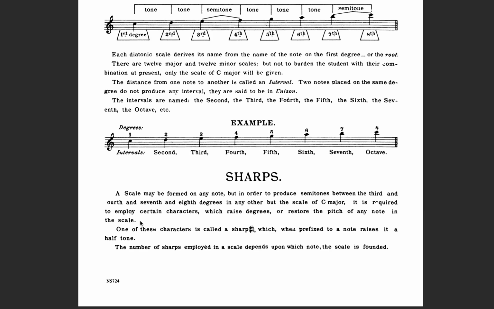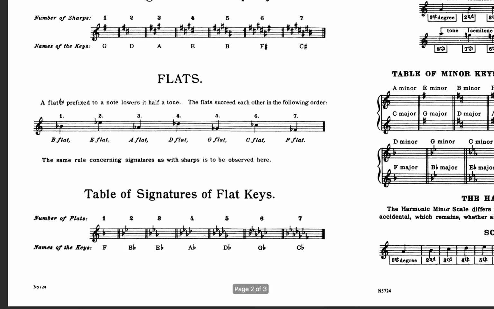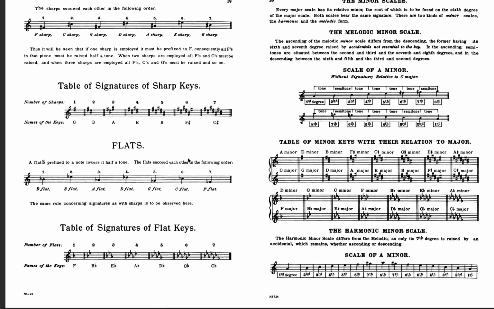Let's go on to scales with sharps. So in order to produce semitones between the third and the fourth and the seventh and eighth degrees on any scale other than the scale of C, it is required to use certain characters which are called sharps. And these are symbols that we might know of as hashtags. So let's go ahead and take a look at that.